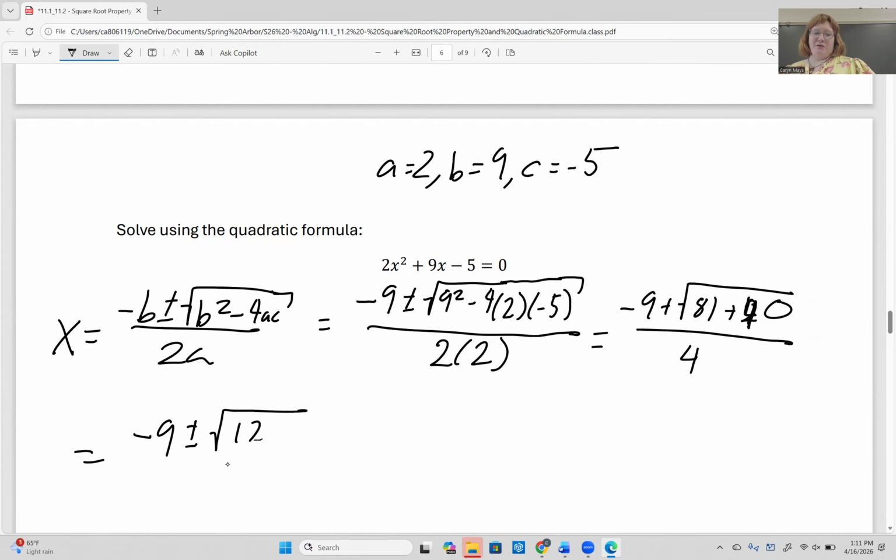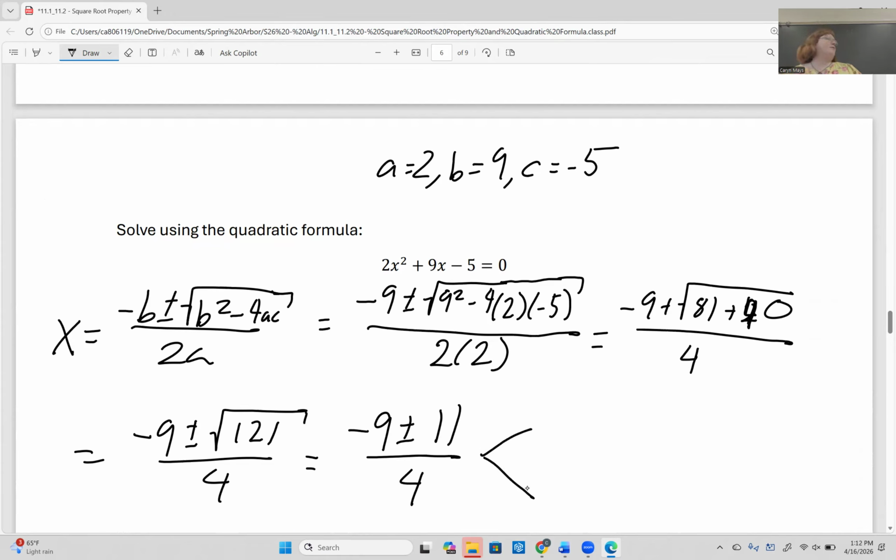What is the square root of 121? That is too big. Say 11. It's still pretty close to 100, and the square root of 100 is 10. So the square root of 121 is 11. So we have -9 plus or minus 11 over 4.